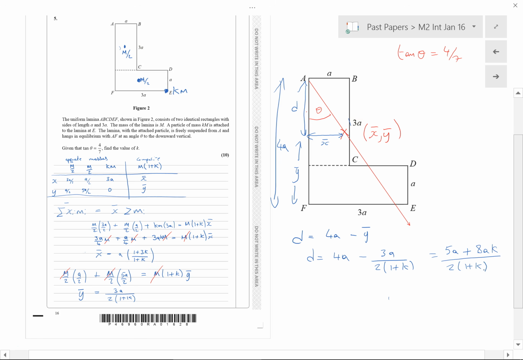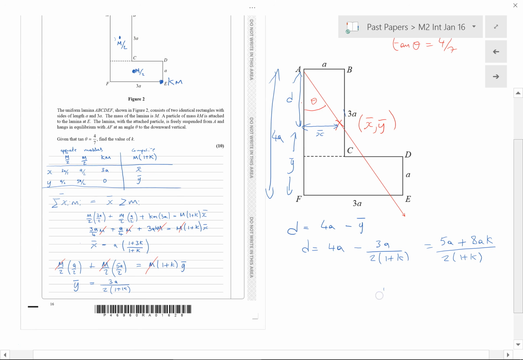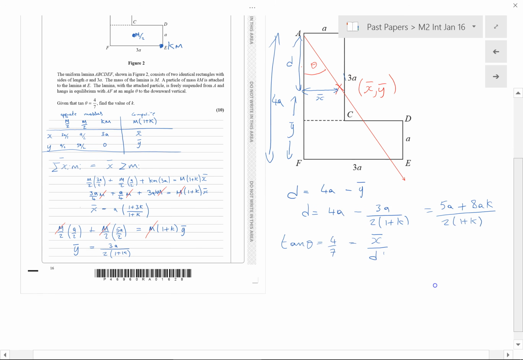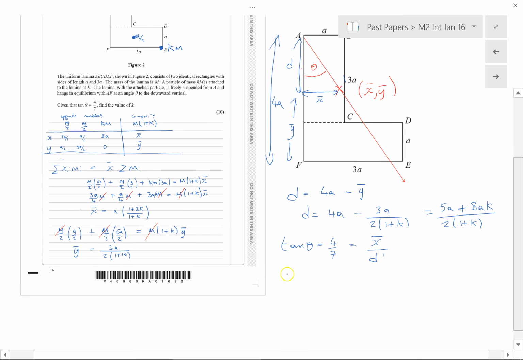Okay, so I've now got an expression for x bar and d, and we know that tan theta equals 4 over 7, but we also know using basic SOHCAHTOA geometry in this triangle here that that's equal to x bar over d, opposite over adjacent. So I'm going to avoid getting a fraction over a fraction, and write that as 4d equals 7x bar, rather than go ploughing into it with fractions over fractions. Let's do it like that.